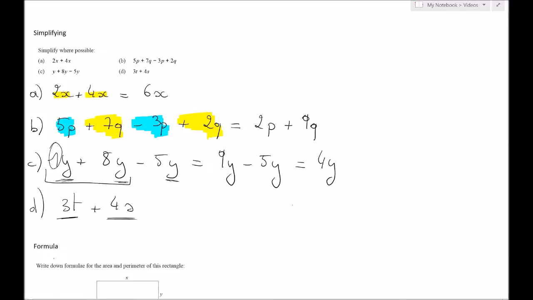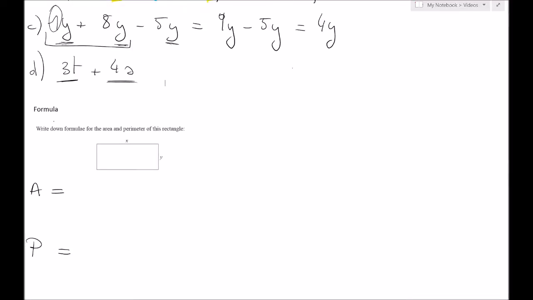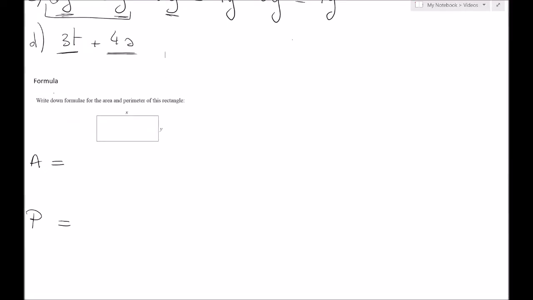That's it. Last skill that you have to know is formula. You have to know how to substitute, again, letters into a formula. So for example, you have to write down the formula for the area of this rectangle. Area of a rectangle, that's length times width. So in this case, your length is obviously x and your width is y. So the area is going to be xy. You don't need any numbers, it's fine like that.